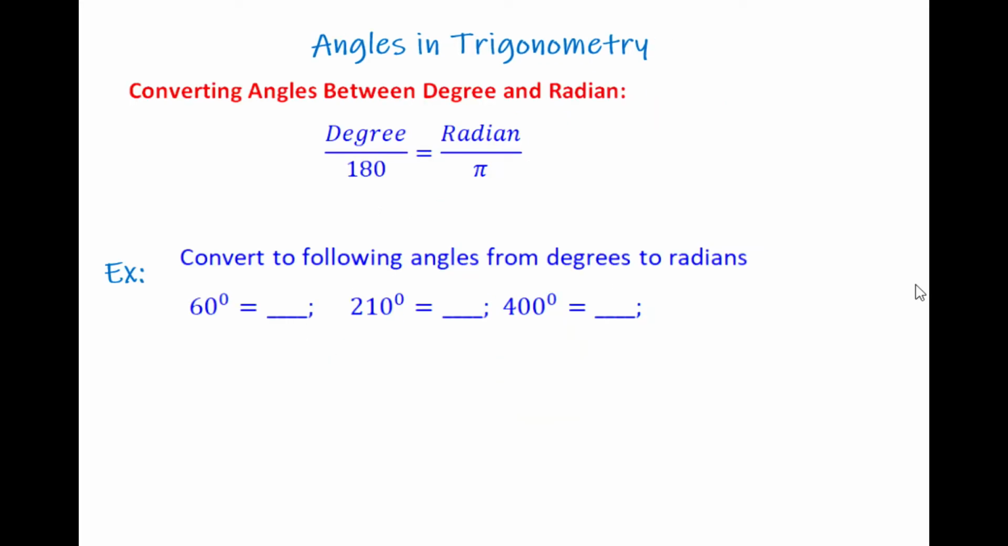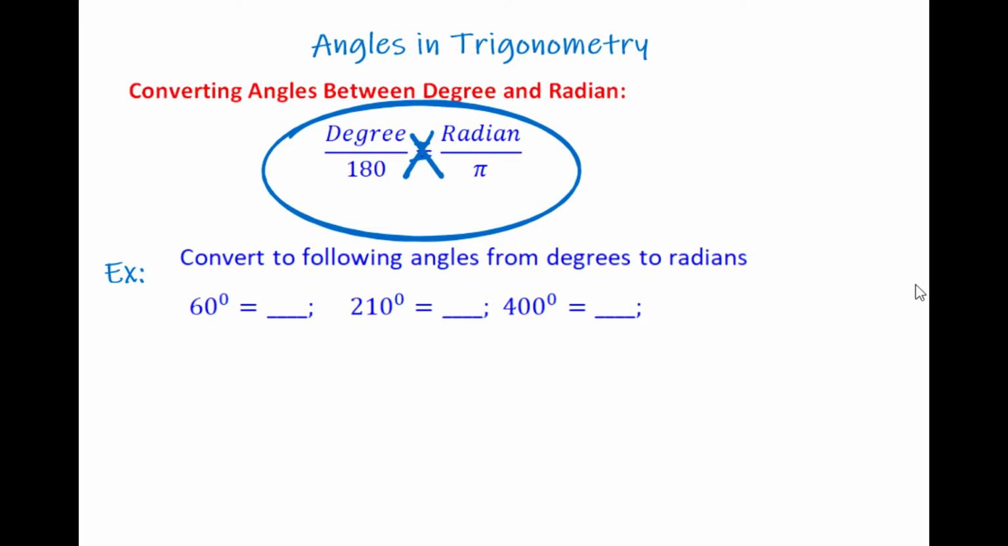And our next subtopic is converting angles between degrees and radians. We have a simple formula which is degree divided by 180, and that is equal to radian divided by pi. By just using this formula, we can easily convert degree to radian or radian to degree, okay? All we're going to do is apply cross multiplication and then calculate the answer. And we have an example and it says convert the following angles from degrees to radians.